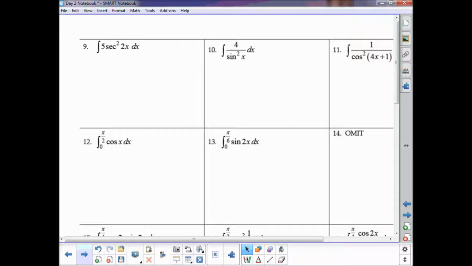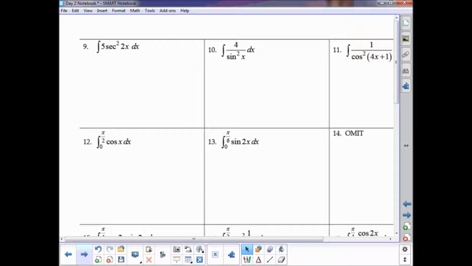Alright, so number 10, we have 4 over sine squared x. Do we know the antiderivative of a sine squared? No. We know the antiderivative of sine, right? So, I mean, we could rewrite that as 4 over sine times sine, but again, we don't have a product rule or a quotient rule when it comes to integrating.